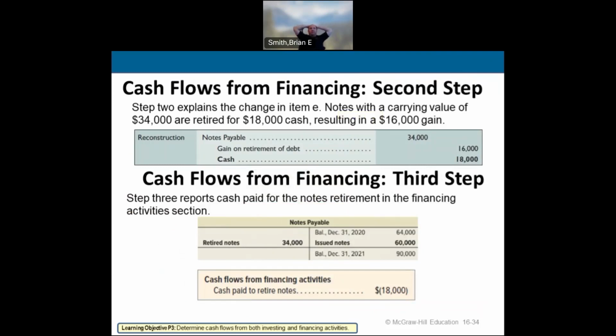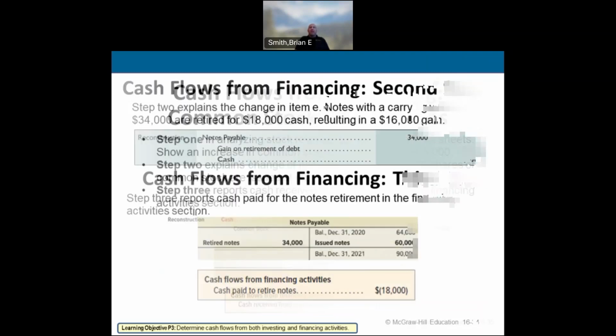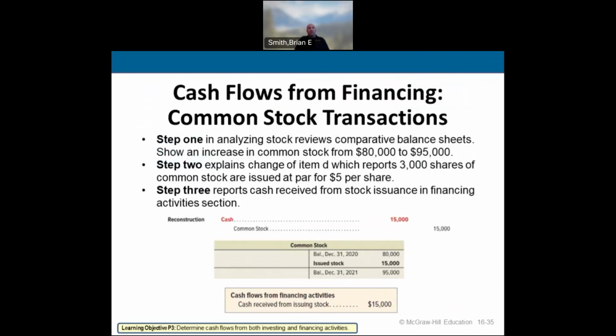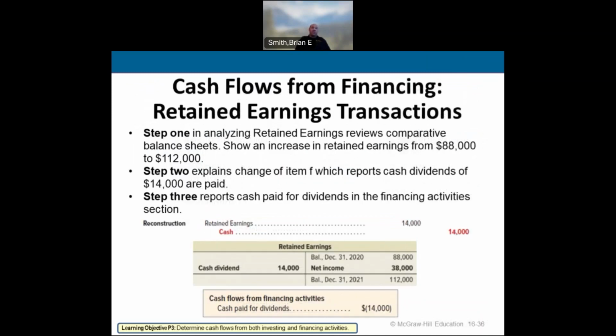All right, so our note payable decreases. We pay out $18,000 cash and receive the gain. We already dealt with the gain. We reduced it, so the cash paid to retire the notes was $18,000. Any financing through common stock or otherwise, we are going to have a cash inflow. So we have cash for the common stock of $15,000. So we're going to see a $15,000 increase.